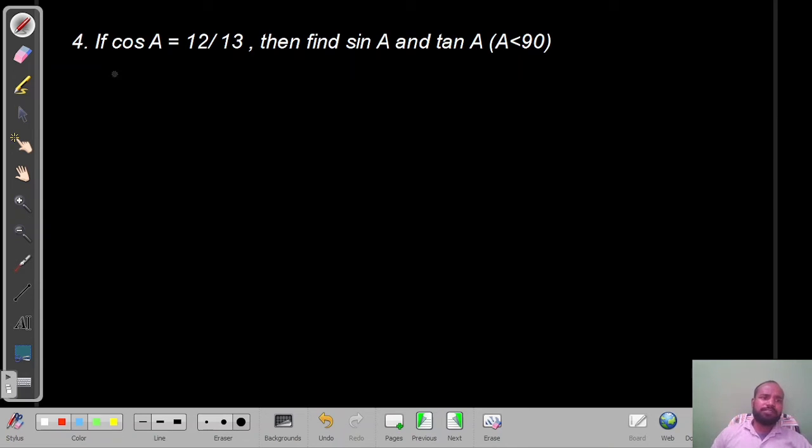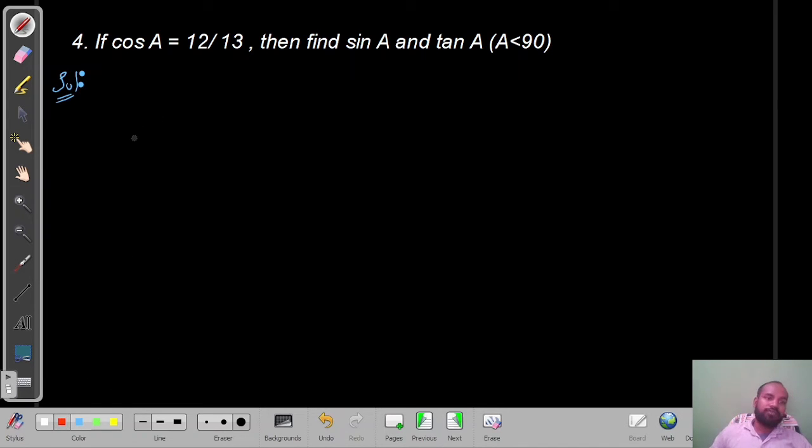The next problem, that is the fourth problem: if cos A is equal to 12 by 13, then find sin A and tan A, where A is less than 90 degrees. Okay, it is very clear. We should do this problem in an easy manner. See now, solution.